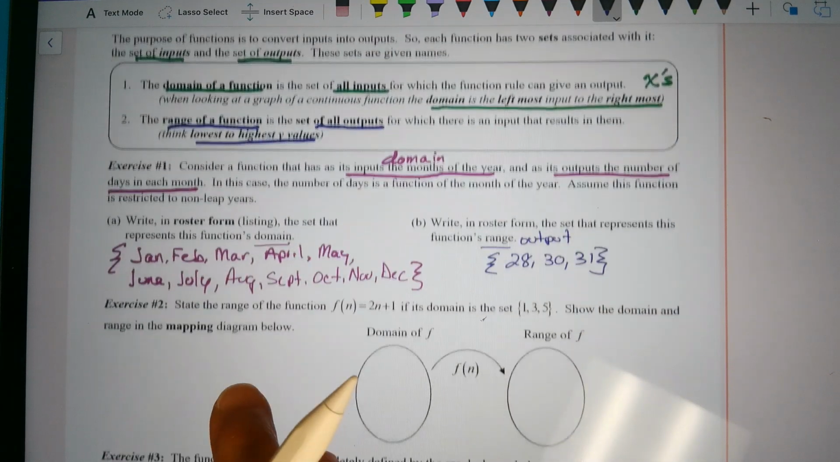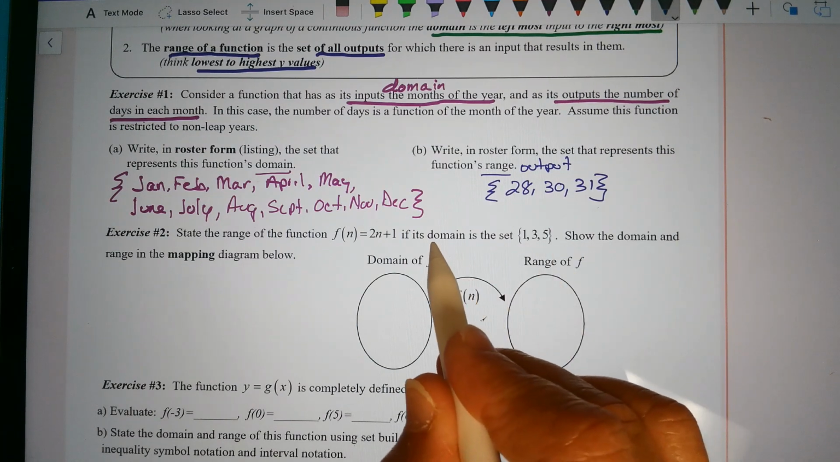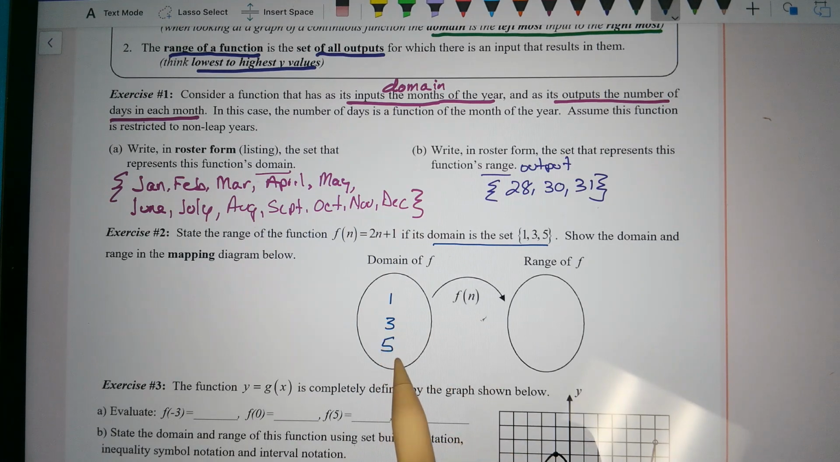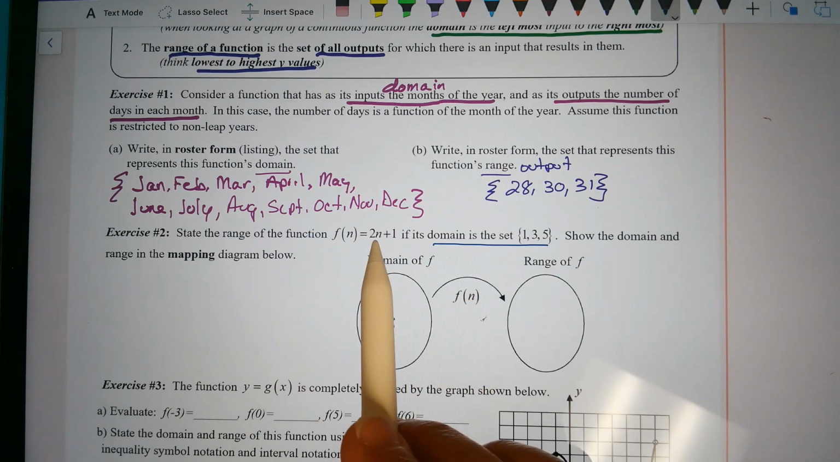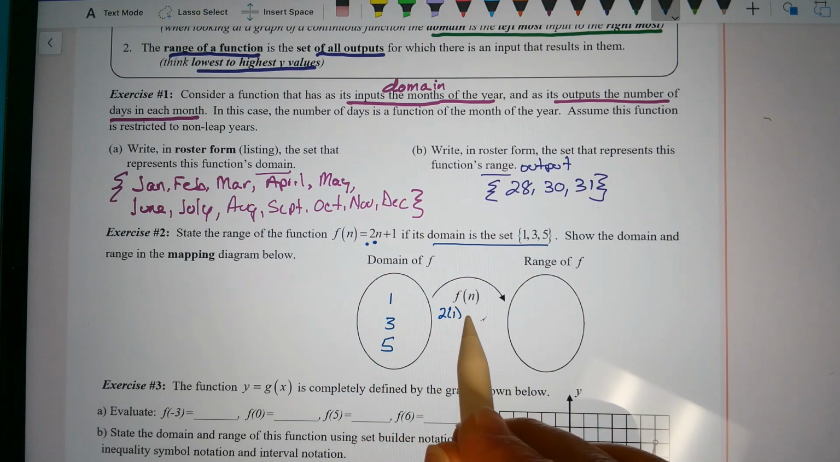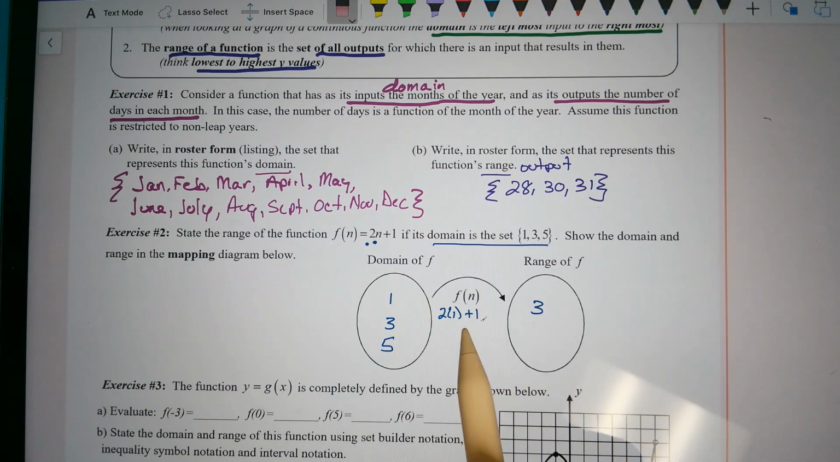Exercise number 2. State the range of the function f of n equals 2n plus 1 if its domain is the set 1, 3, 5. Okay, so our domain, the set 1, 3, 5, would be placed in here. This is called a mapping that we have drawn here. And if we put 1 in for n, 2 times 1 is 2, plus 1 is 3. So 1 maps to 3.